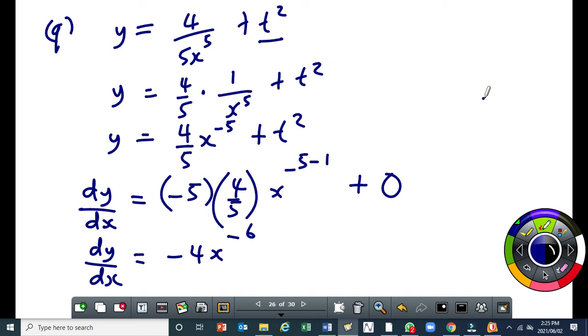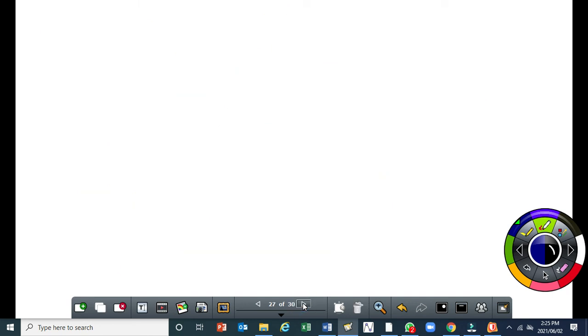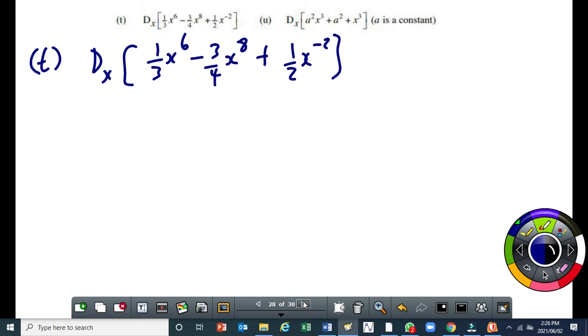Okay, let me do the last one before we go. Right, let's find the derivative of that. Okay, this, it's not as scary as you think. Right, that's the differential operator. So when I find the derivative of that trinomial, fortunately it's already simplified for us.